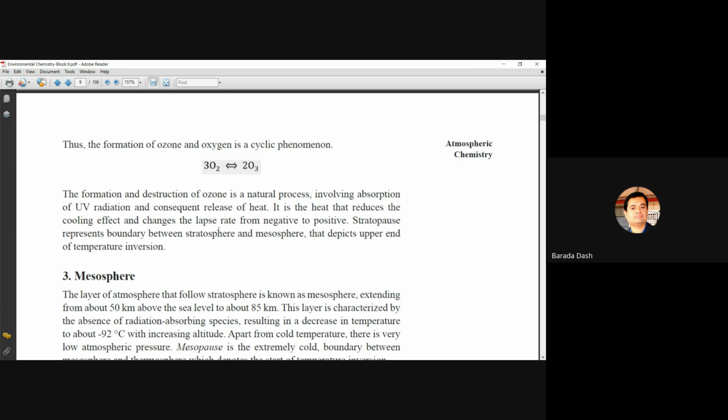It is the heat that reduces the cooling effect and changes the lapse rate from negative to positive. So the stratosphere represents the boundary. The stratopause represents the boundary between the stratosphere and mesosphere, which depicts the upper end of temperature inversion.